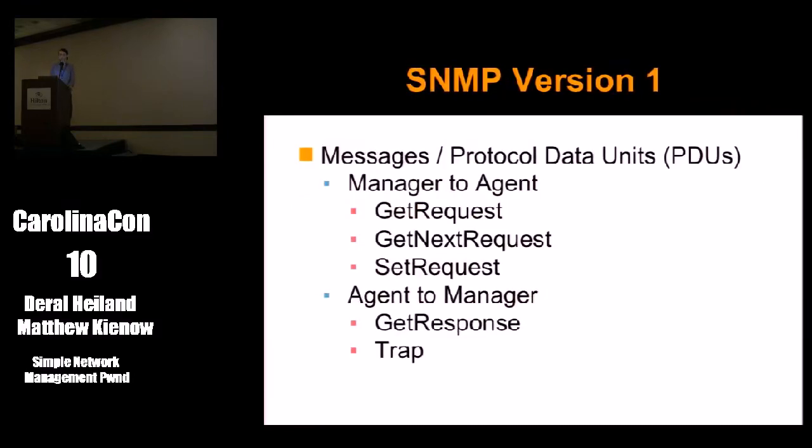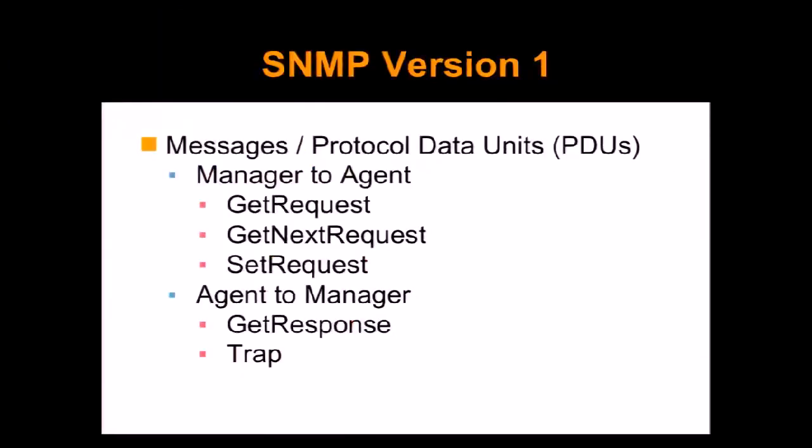Taking a close look at version 1 provides a handful of messages. These can be divided based on the direction of the communication. The first 4 messages share the same format. A get request message is used to request the value of one or more variables. And a get next request is similar to a get request in that you're requesting the value of a variable, except you're requesting the value of the next variable. This is used for exploring table-based data.